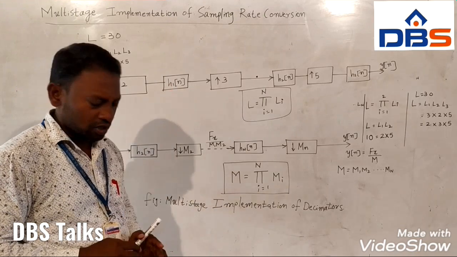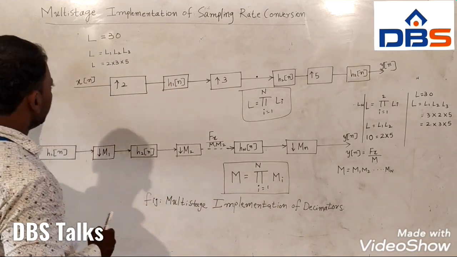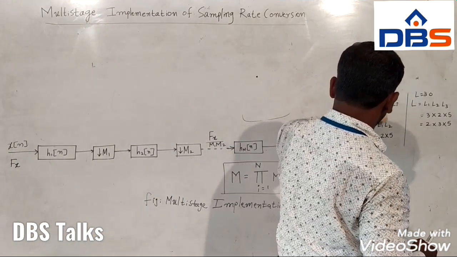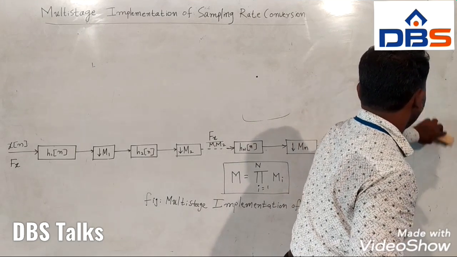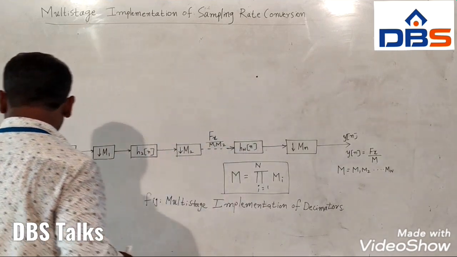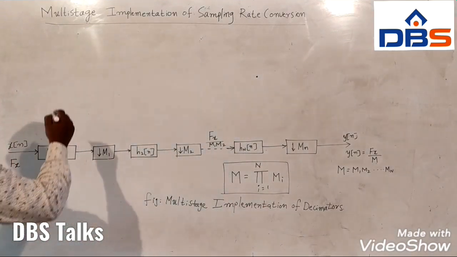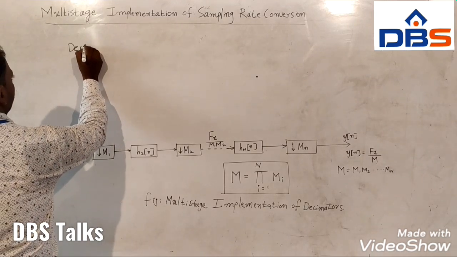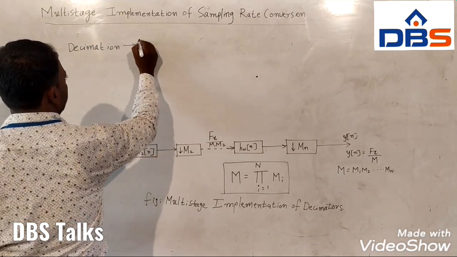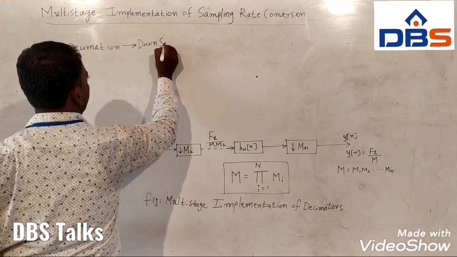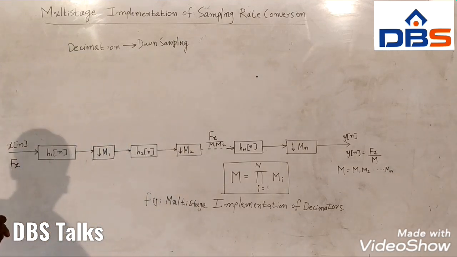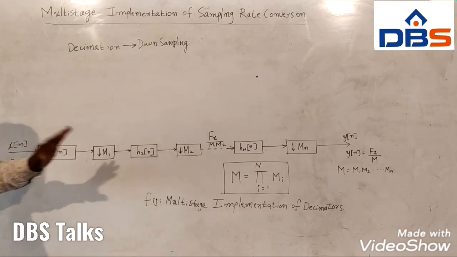Now see, 2 into 3 is 6, 6 into 5 is 30. This anti-imaging filter and the anti-aliasing filter used in the decimator both have the same sampling rate, so that is why H1n, H2n, H3n are low pass filters. At the output of every upsampler we have one anti-imaging filter, that we have to remember. Once we convert from a low sampling rate to a high sampling rate, after interpolating, we have an anti-imaging filter. This is how we can implement multi-stage sampling rate conversion, especially interpolation.